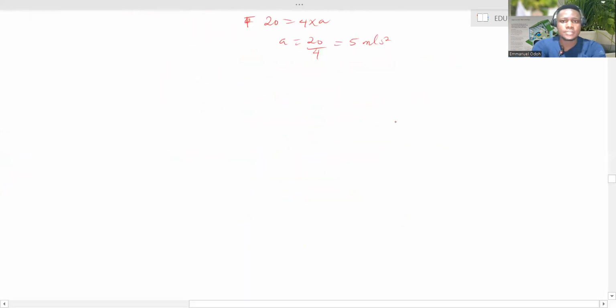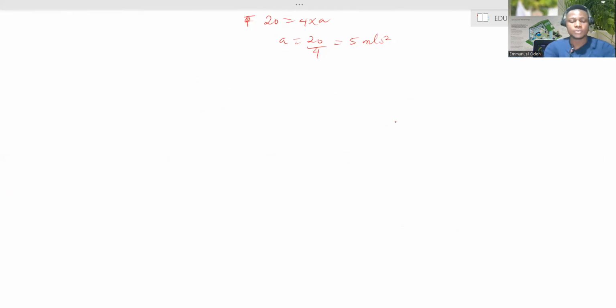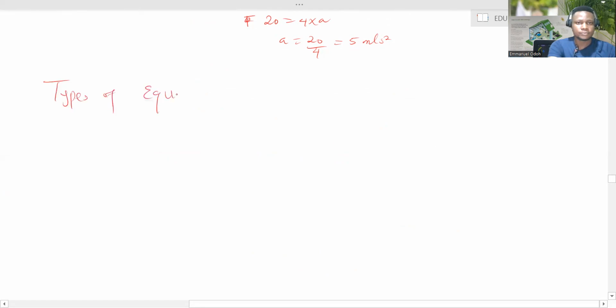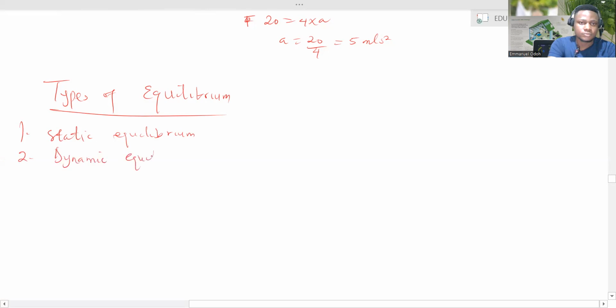And let's consider some of the types of equilibrium we have. So we'll consider two main types of equilibrium: the static equilibrium and the dynamic equilibrium. So for the static equilibrium, let's look at it, the static equilibrium.